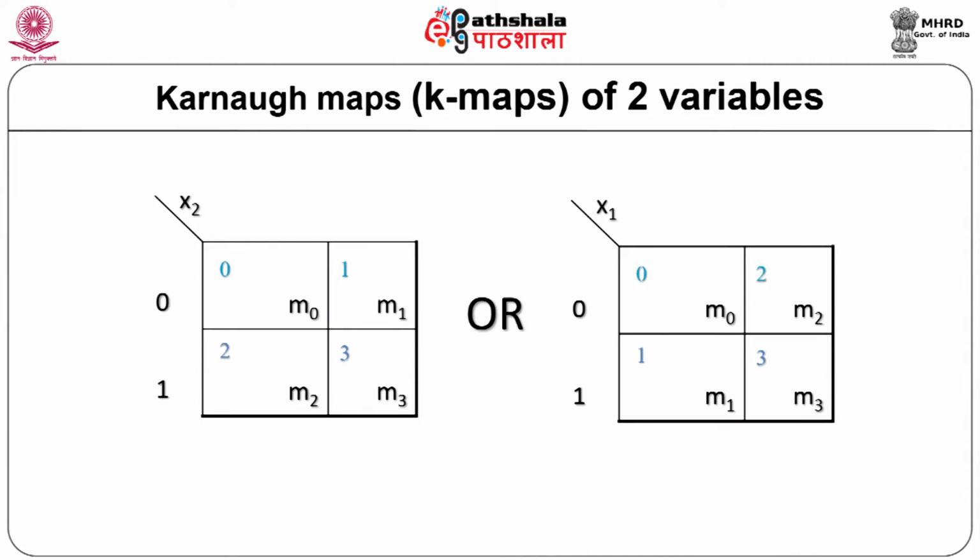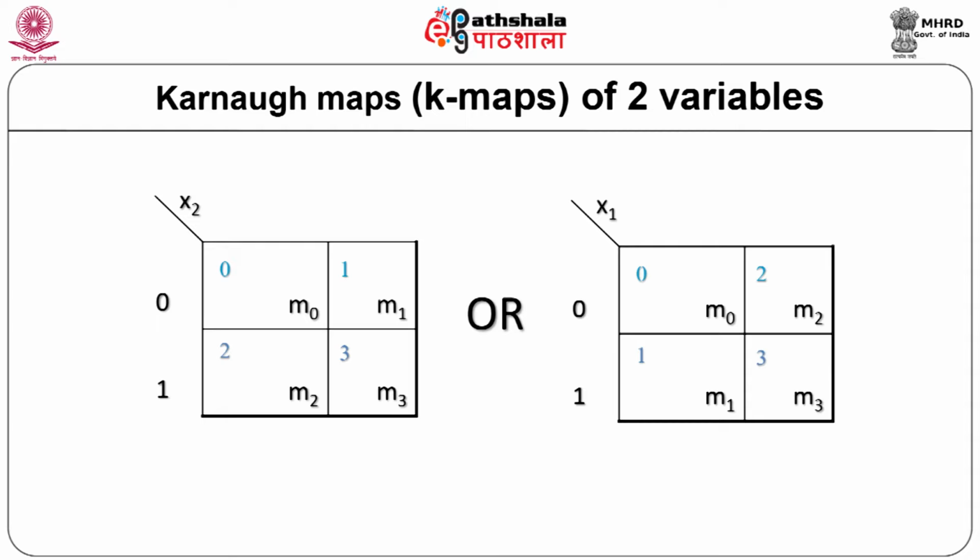Let us now begin the Karnaugh maps by preparing a K map of 2 variables. The ordering of variables is most important. For example, in a function of 2 variables x1 and x2, x1 is the row and x2 is the column as shown in the diagram. Cell 0 represents x1 bar, x2 bar. Cell 1 represents x1 bar, x2.